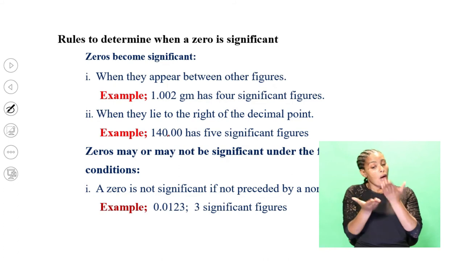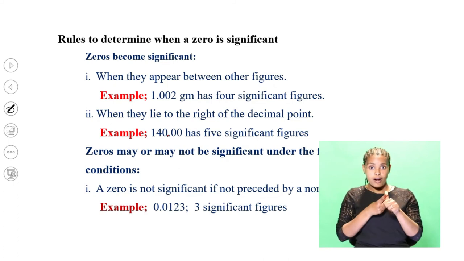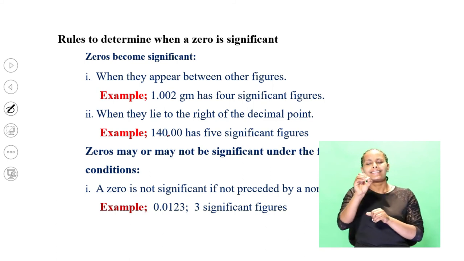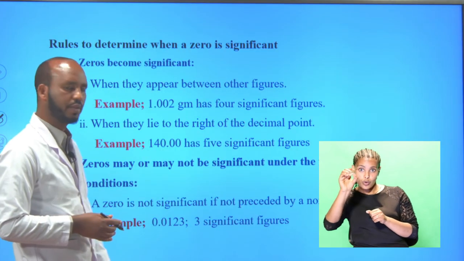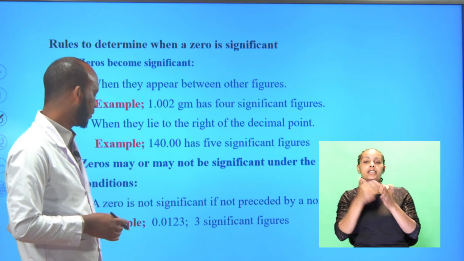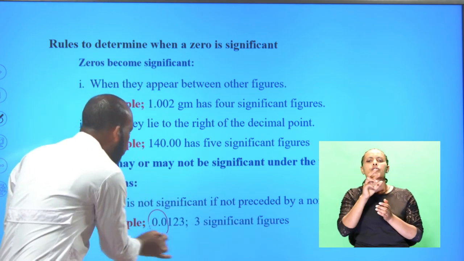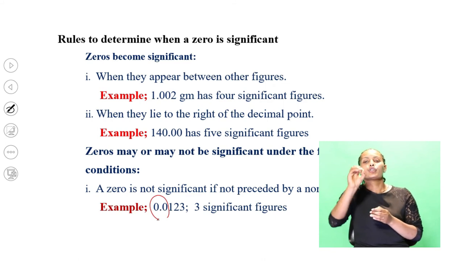Zeros may or may not be significant under the following conditions. 1. A zero is not significant if not preceded by non-zero digits. Example, 0.0123. This number has 3 significant figures. These zeros are not significant because they are not preceded by non-zero digits.